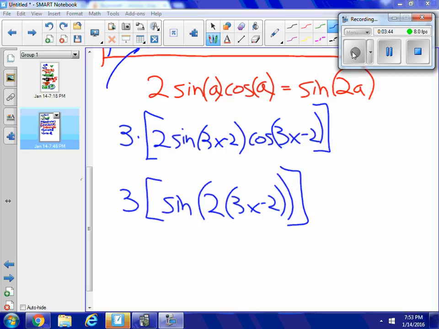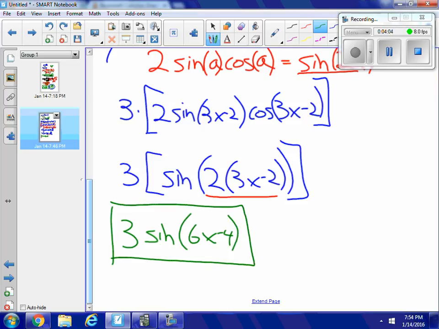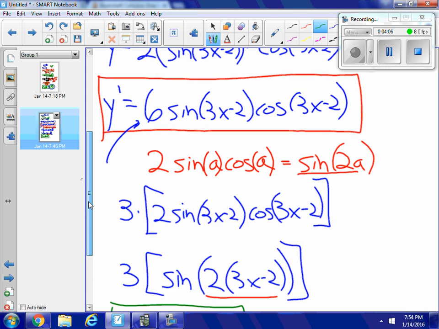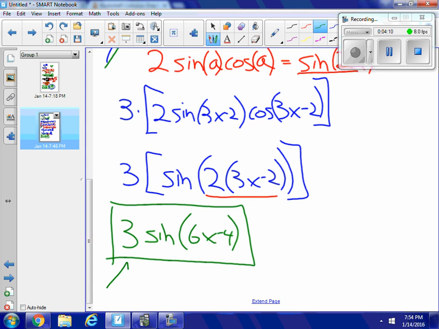This is the 2A that's right here, and that would simplify into 3 sine 6x minus 4. And that's a little bit more of an elegant answer, but for my purposes, I would accept this as well. This is very nice, a little more elegant, like I said.